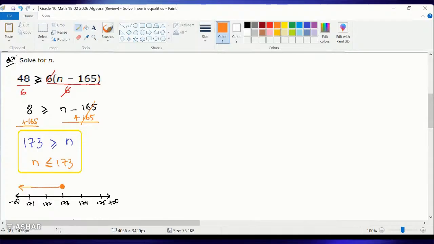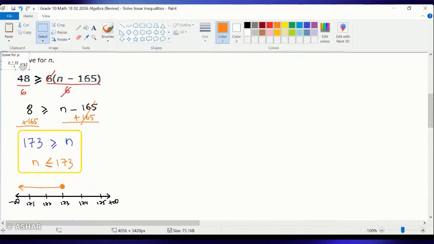Okay. Any questions up till now? Do we have any questions up till now? Okay. So we have the rule that whenever the variable is negative, right?